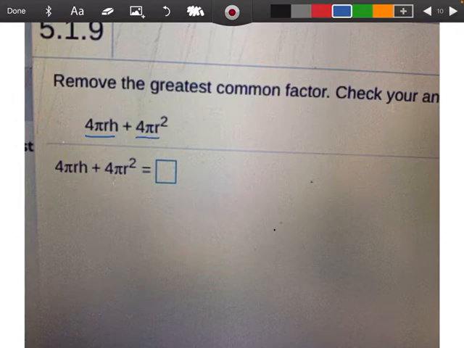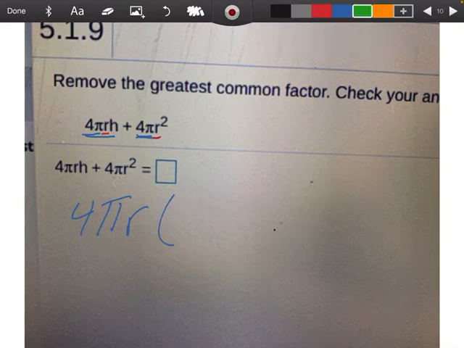So we're looking to see, okay, what numbers and variables are common to both? They both have a 4, so we know we can factor the 4 out. They both have the pi, so we can factor the pi out. This one has 1 r, and this one has 2, so we can factor one of those r's out. So our common factor is going to be 4 pi r.